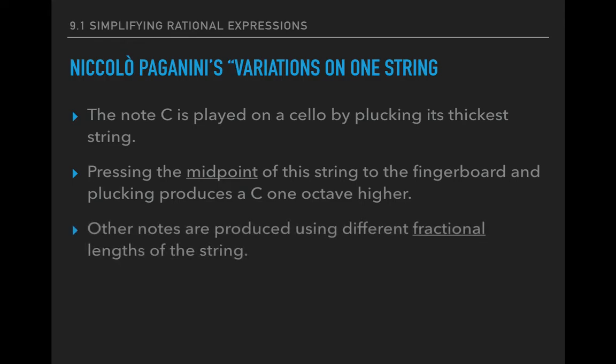Other notes are produced by pressing along the fingerboard at different fractional lengths of the string. And that's what you're hearing here. He is placing his fingers along a violin and playing at different fractions on the same string, and yet it's creating so many different notes. It's really quite fascinating. We're going to see how that length of the string determines the pitch, or how high your note is.